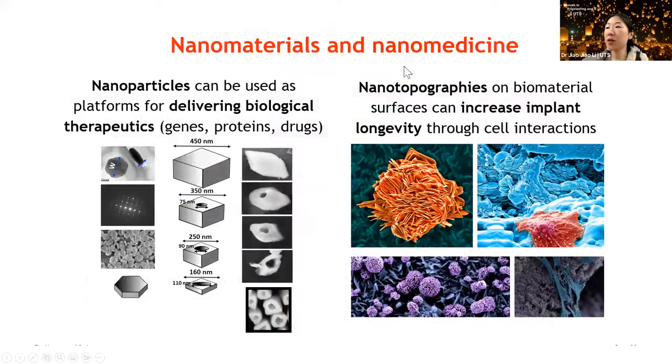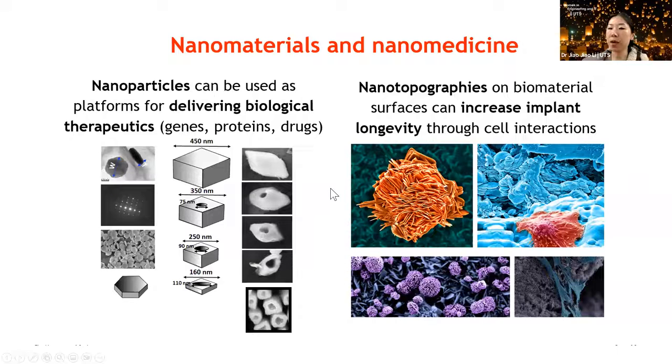So there's also nanomaterials and nanomedicine, nanoparticles. You can see these are all nanometer size, like a couple of hundred nanometers, and they can be used for delivering biological therapeutics like genes, proteins, and drugs, which can be embedded within the nanoparticles with different shapes and sizes and delivered inside the body.